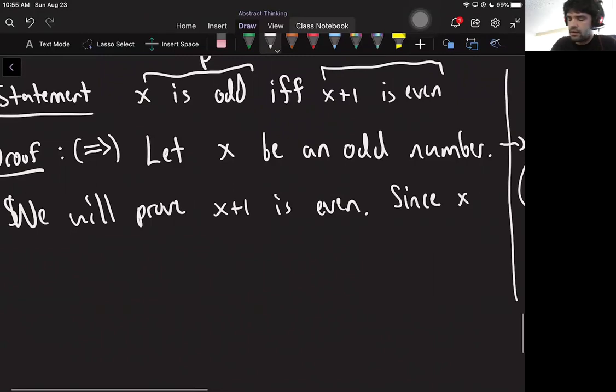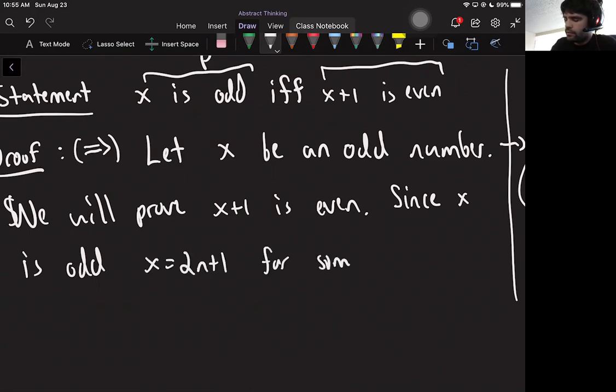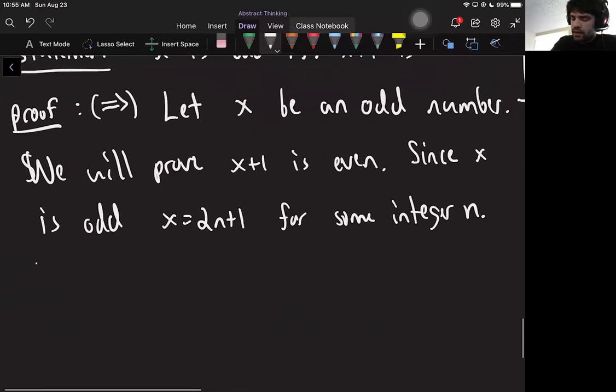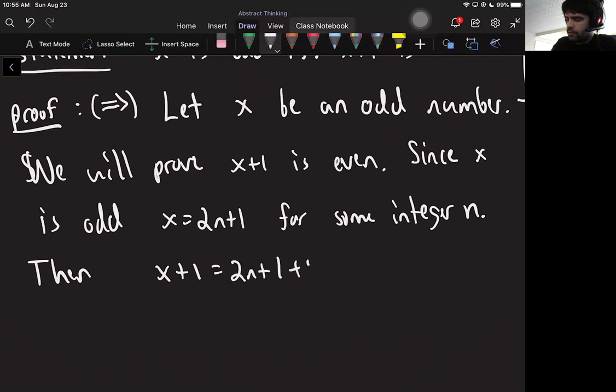All right, so why can I do that? Since X is odd, I can just say something else about it. I can say that it equals 2n plus 1 for some integer n. Then, because it looks like that, I can do something else. I can talk about X plus 1. It's just the same thing, but plus 1.